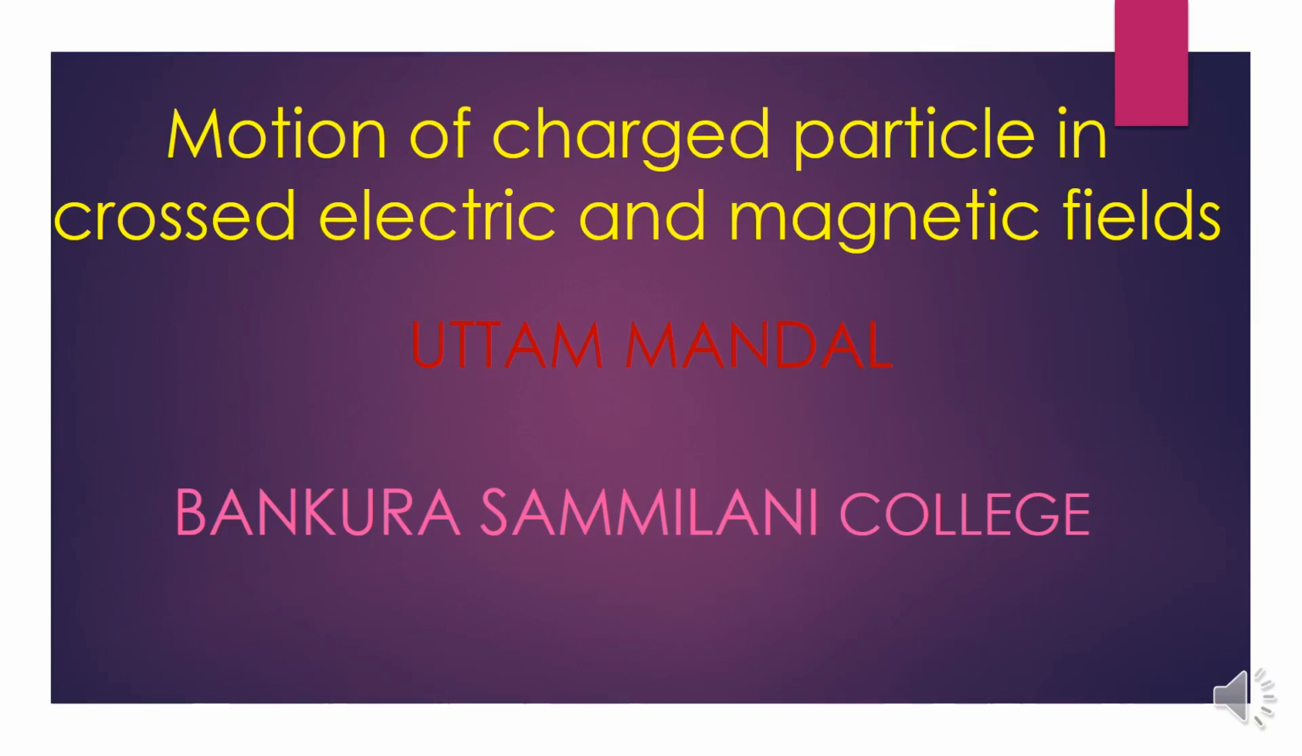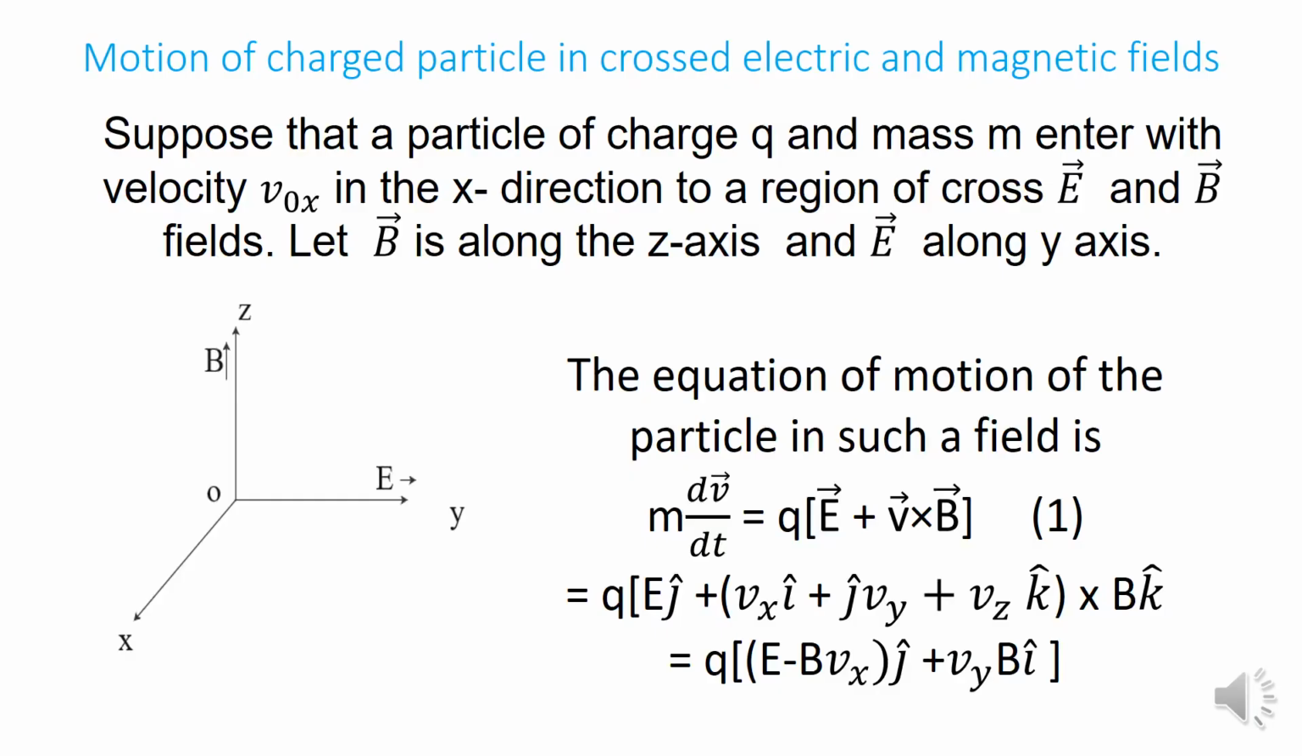Today we discuss motion of a charged particle in cross electric and magnetic fields. First of all, it should be known what cross electric and magnetic fields are. Cross electric and magnetic fields means both the fields, that is electric and magnetic fields, are applied in perpendicular directions simultaneously.